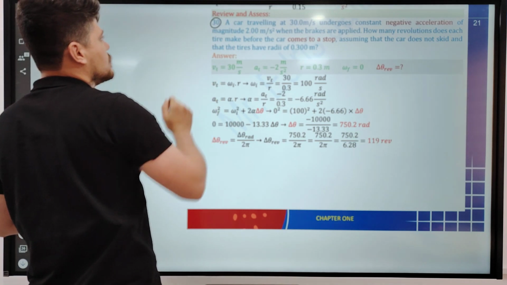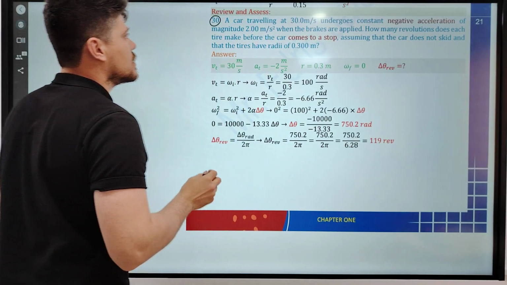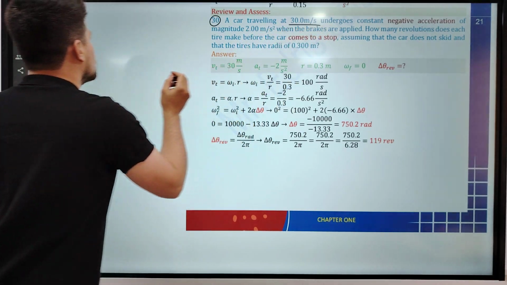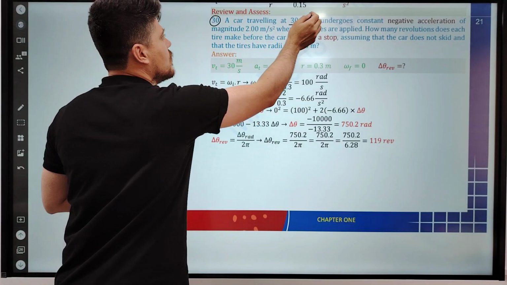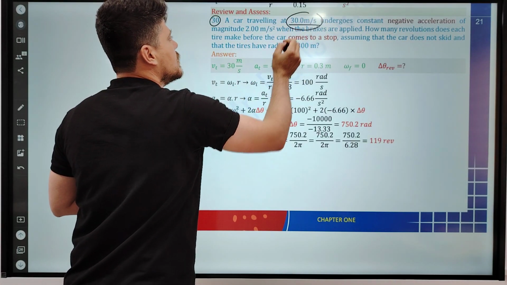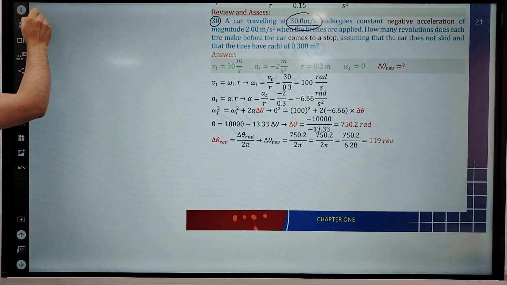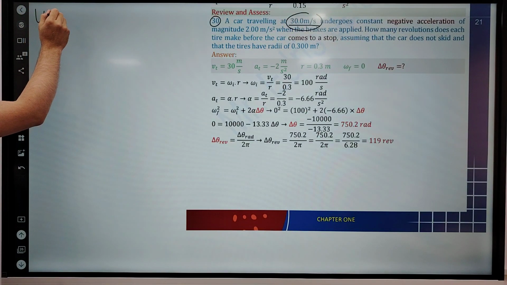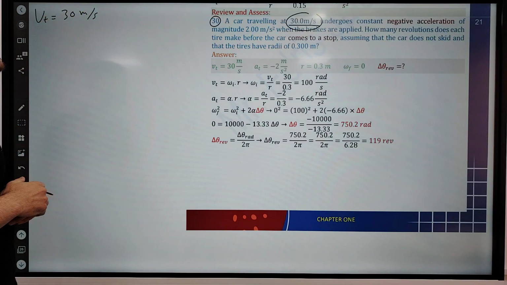A very good question. Be careful, okay? A car traveling at 30 meters per second. What is this 30? This is tangential speed, okay? So you can recognize all physical quantities by the units. Meter per second is a unit measured for tangential speed. So Vt is equal to 30 meters per second, okay?